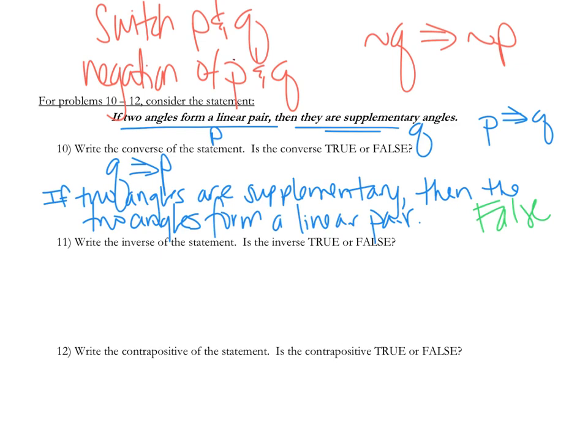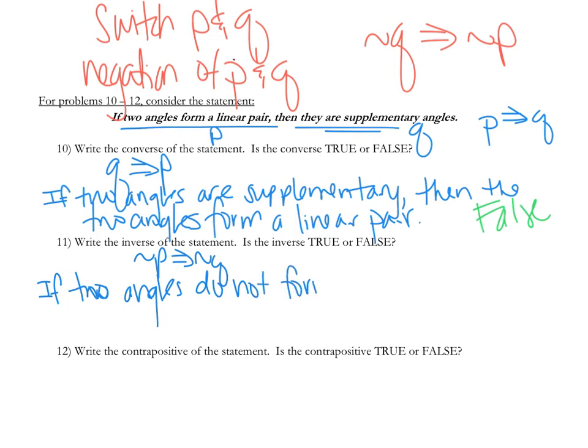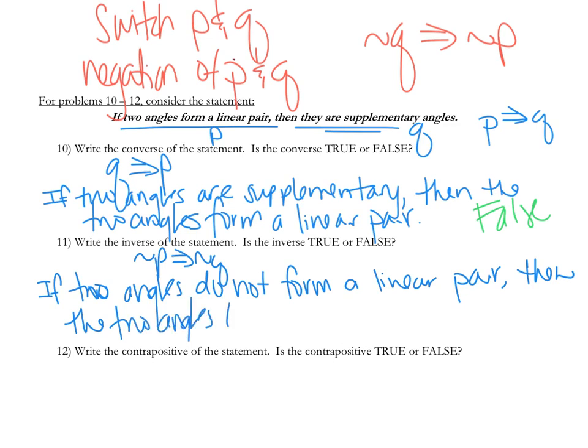All right, the inverse of the statement is not P, then not Q. So let's write that out. If two angles do not form a linear pair, then the two angles are not supplementary.